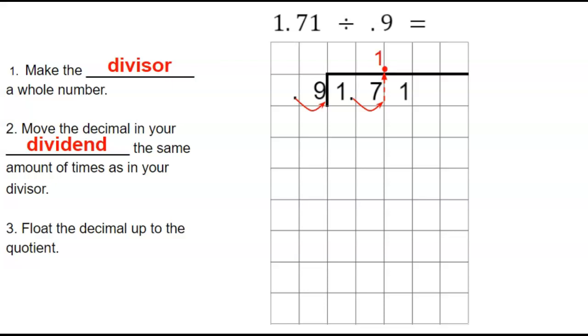Now we divide. 9 goes into 17 one time, giving us 17 minus 9, which equals 8. Drop your 1. And then 9 goes into 81 9 times. 9 times 9 is 81. Subtract, we get 0. So our answer is 1 and 9/10. So if you had $1.71 and you split it up into piles of 90 cents, then you would have one pile of 90 cents and you would have 9/10 of a pile of 90 cents.